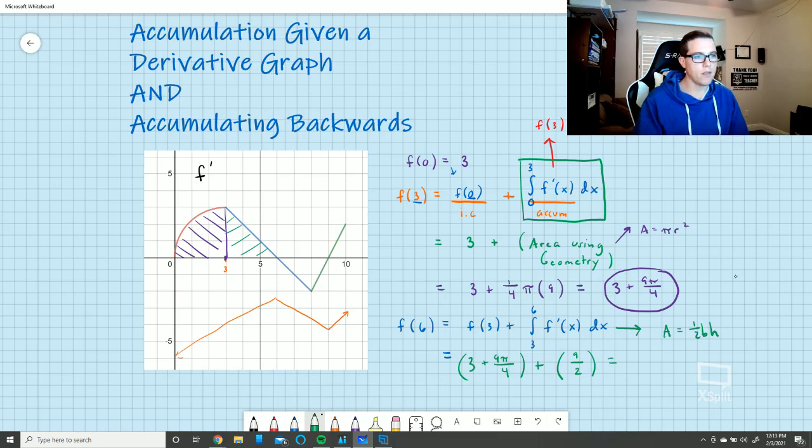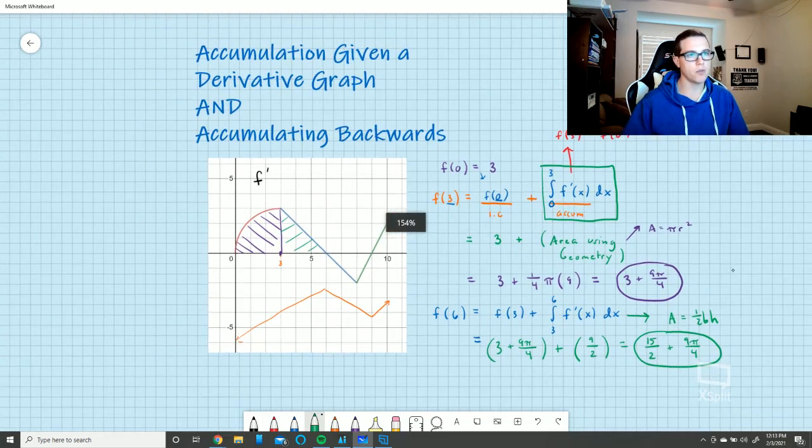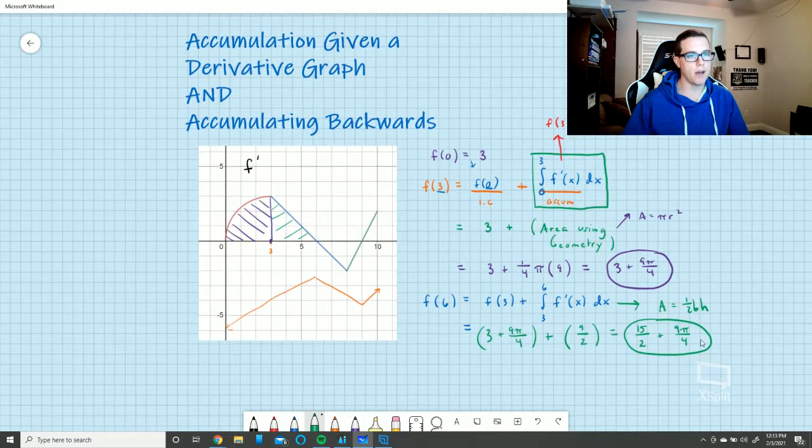And if we add 3, which is the same as 6/2, 6/2 plus 9/2 is 15/2 plus 9 pi over 4. Typically, I keep the pi term and the non-pi term separate. You can plug it in your calculator and get an actual answer using decimals, but I like pi's and non-pi's. Just keep it going.